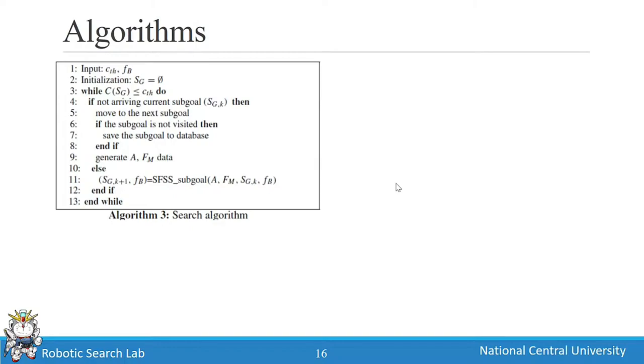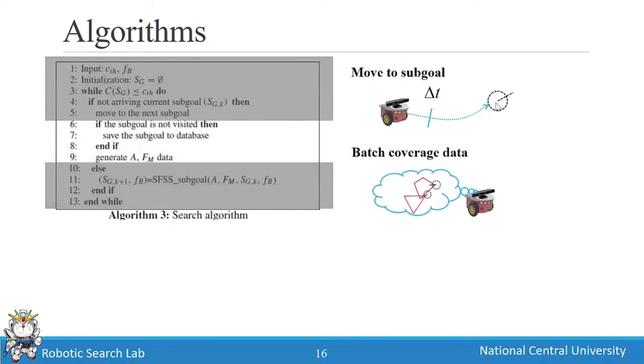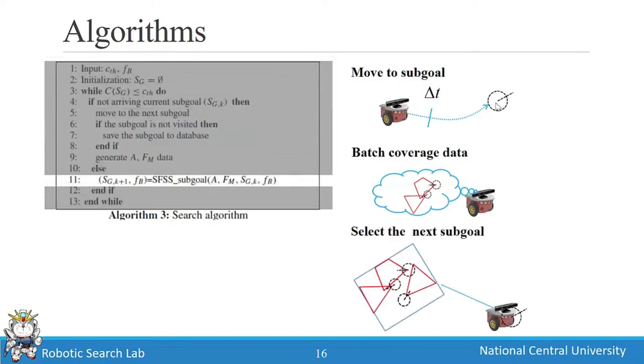For the search case, we can apply this concept to search for the target. For example, the robot is trying to move to the sub-goal. Before it moves to the sub-goal, it can collect data, like coverage data and its corresponding set. Once it collects enough data, we can use it to compute the coverage. For example, when the robot arrives at the sub-goal, we can use the FSS algorithm to compute its Fourier coefficient.